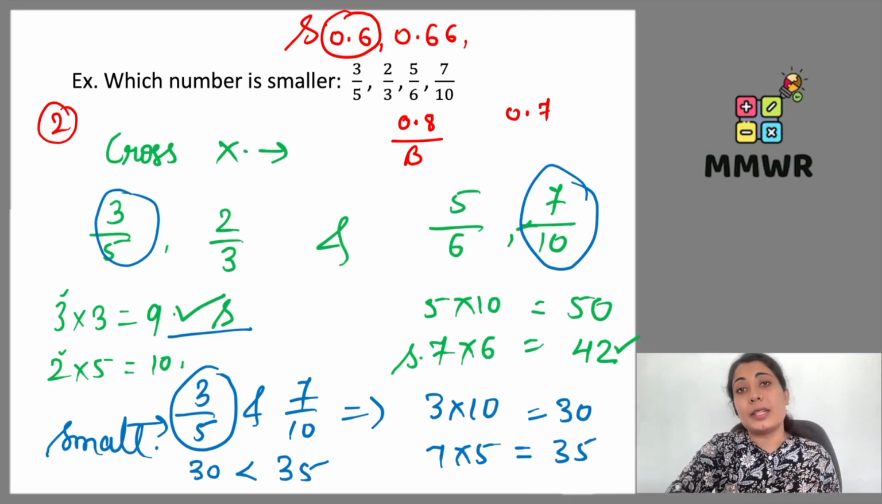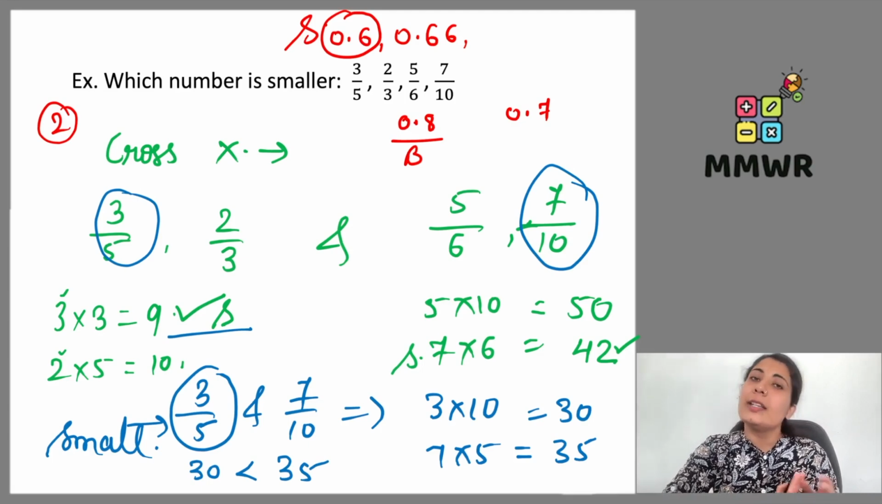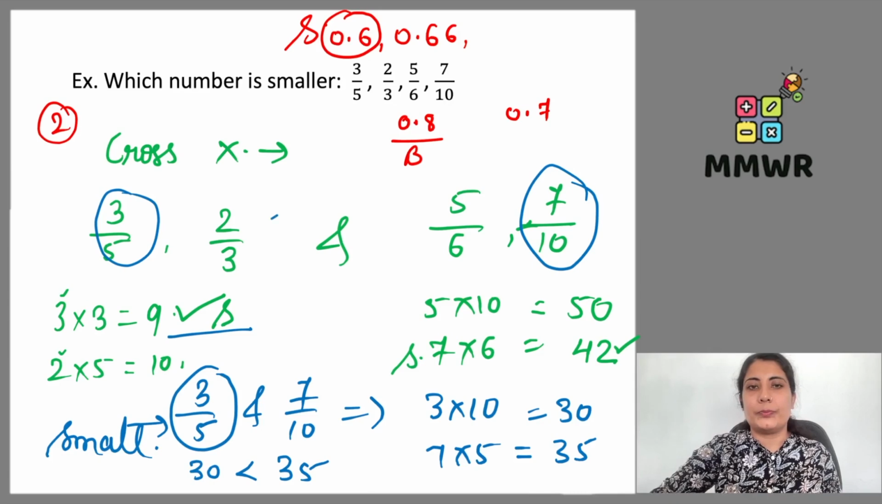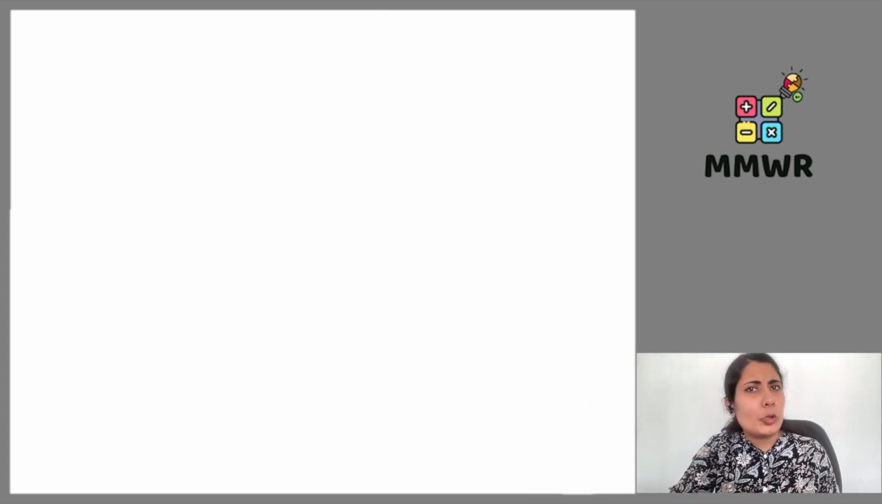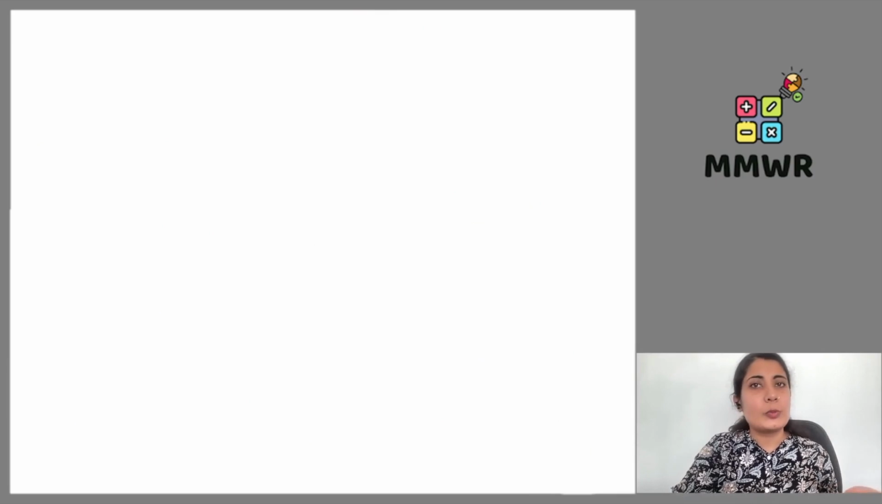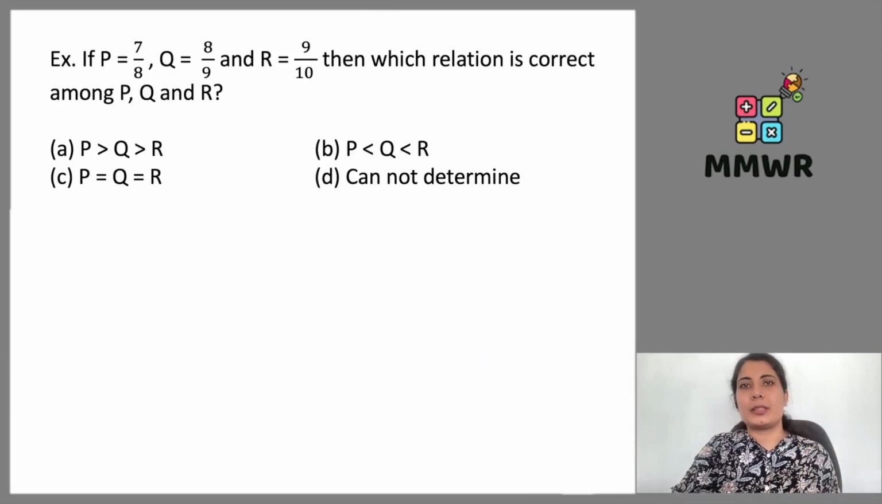Rather than comparing 3 upon 5 with 7 upon 10, we would have compared 2 upon 3 with 5 upon 6. Other two fractions, these two. Why? Because these two are greater from the first set. 2 upon 3 is greater, 5 upon 6 is greater from the second set. That is why. Okay. So we have many more problems. Look for many more problems in your textbook, your reference book, and do practice it.